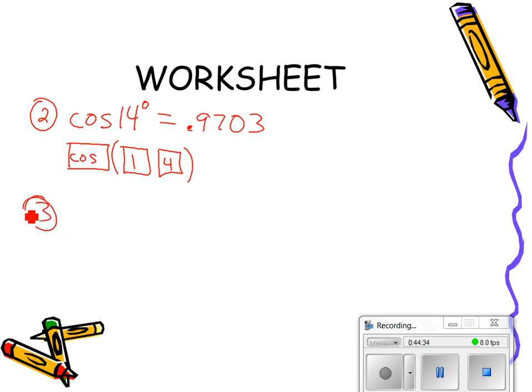Number 3. Sine 48 degrees. So on your calculator, you hit sine 48, close the parenthesis, hit equals, gives you 0.7431.